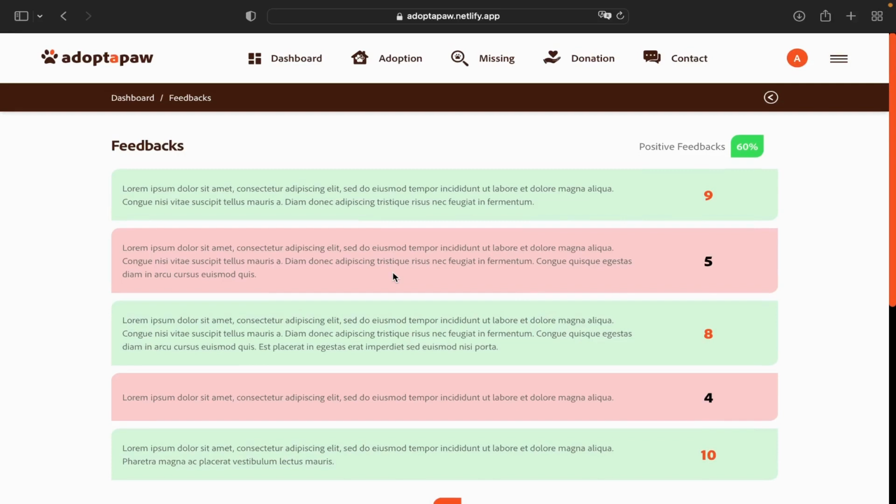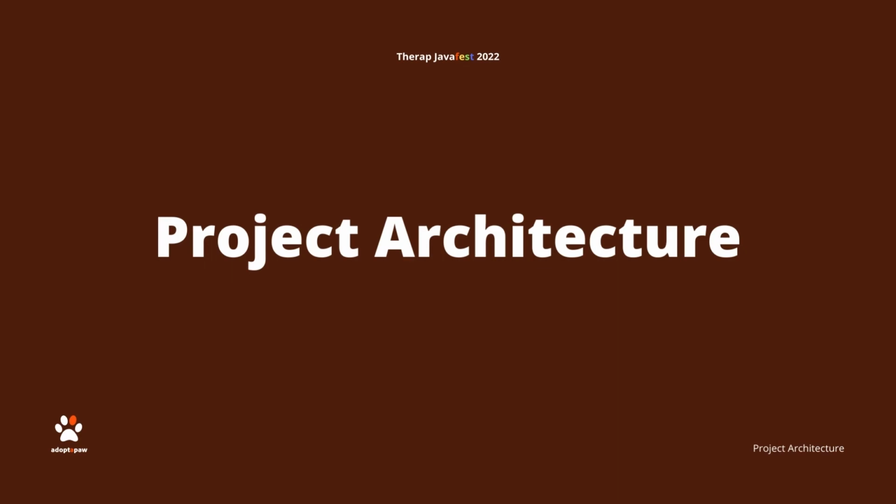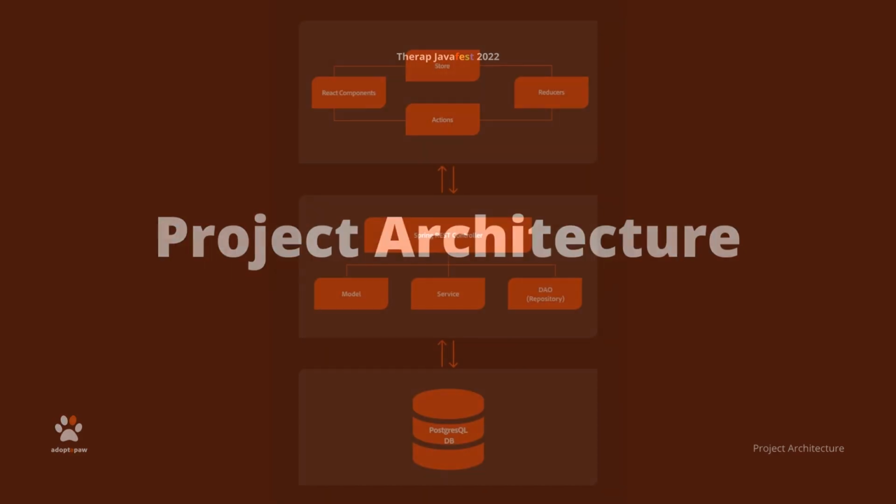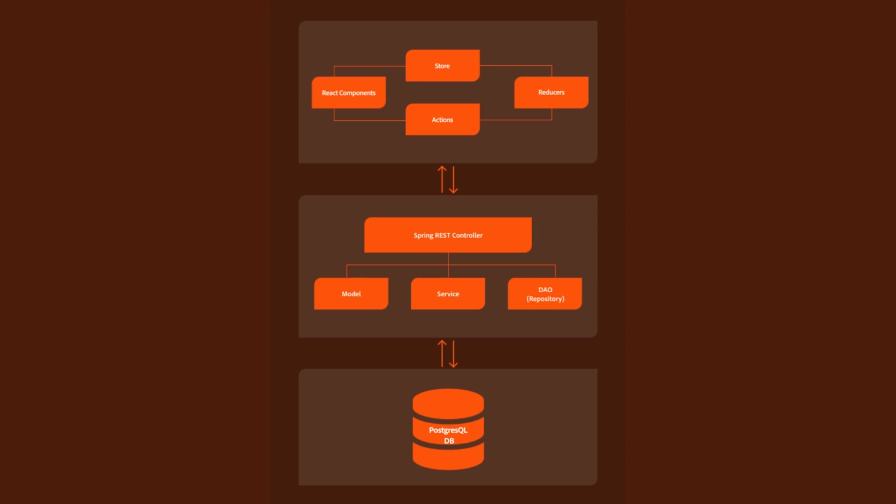Now, we will quickly take a look at our application architecture and codebase. On the client side, we used React and Redux. Our server side is implemented with Spring Boot, and we used PostgreSQL as our database. When a user makes a request, Redux transfers the request to our Spring Boot server through Spring REST controller. And this request is then sent to the database to retrieve or save the data with the help of Spring Data JPA repository.